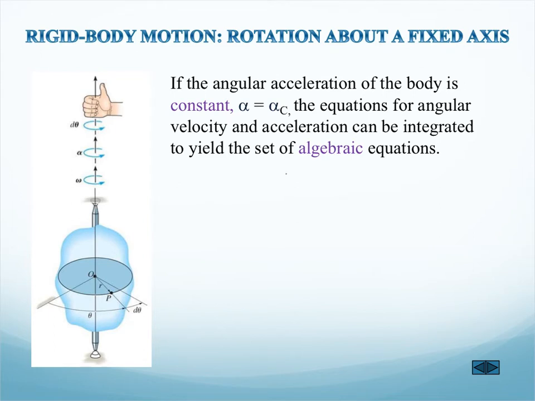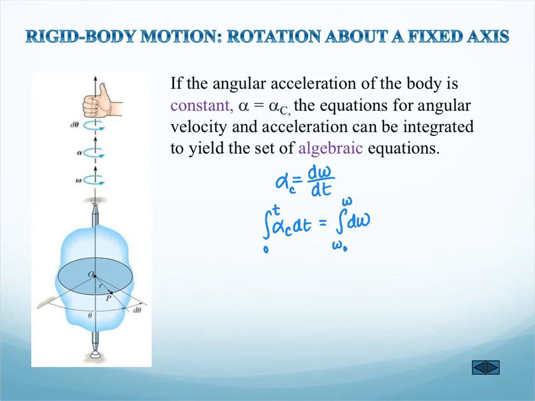In the situation where alpha is a constant, and so we'll just call that alpha sub c to indicate that it's a constant, we can integrate these equations, and keep going to find a set of algebraic equations that will allow us to talk about how the angular velocity, acceleration, and angular position all depend on time. And so this should look pretty familiar because we've done basically the same process for linear motion, but we're just doing it for angular quantities.